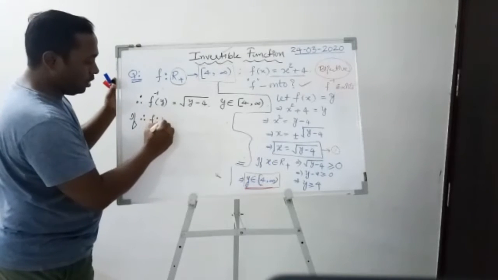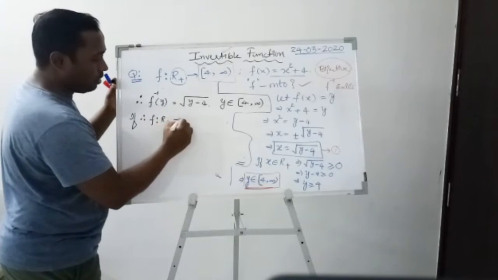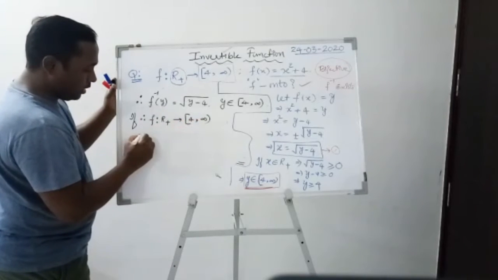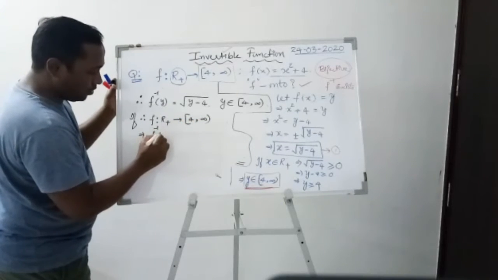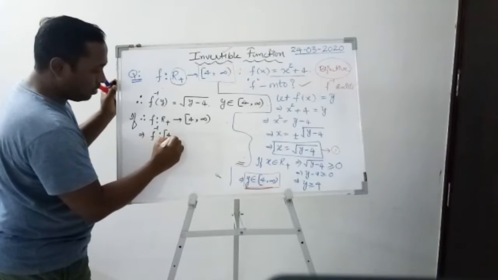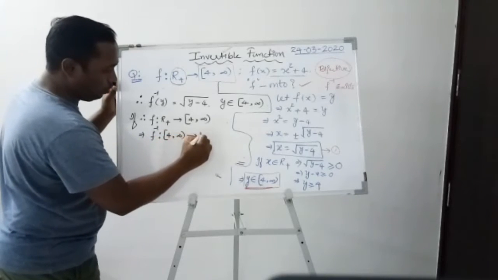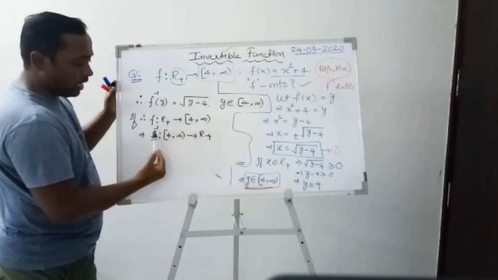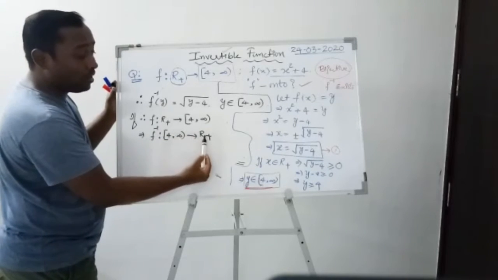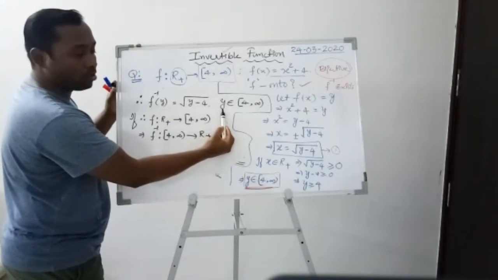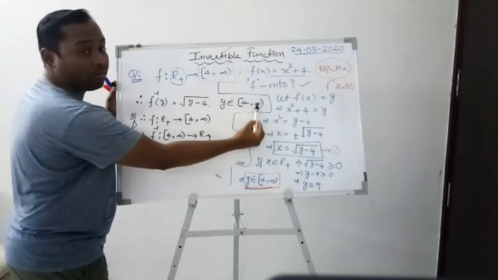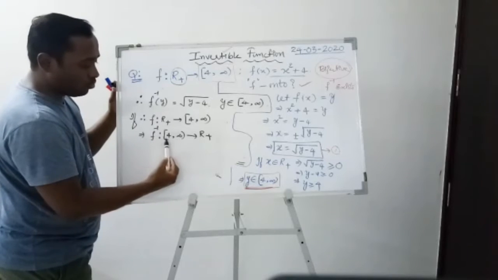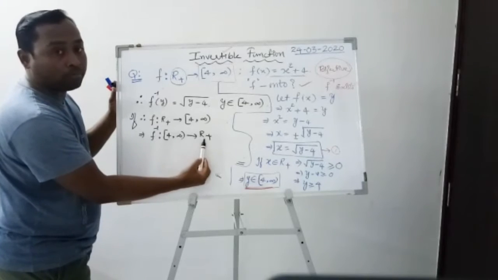Therefore, we can say f is a function defined from positive real numbers to 4 to infinity, it implies that f inverse is defined from 4 to infinity to positive real numbers. Because it is from x to y, then f inverse will be y to x. And what are the possible values of y? We got it as 4 to infinity only. This function is defined. Hence, f inverse is said to be from 4 to infinity to R plus.